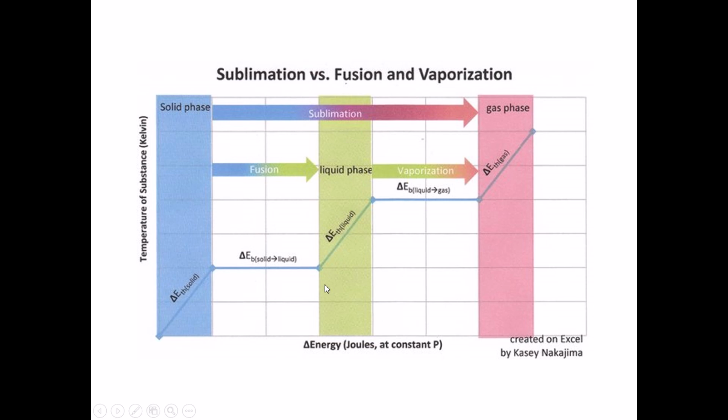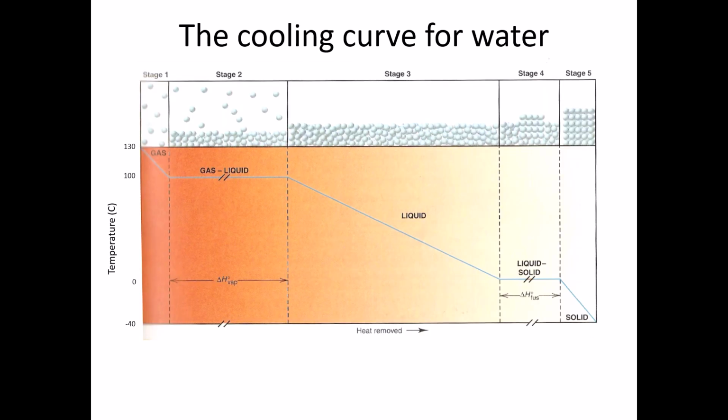Then we have another phase where we have Q is equal to M times Cp times delta T. Then phase change, vaporization. Then within the gas phase, we're going back to our Q is equal to M times Cp times delta T. So let's look at an example with water.